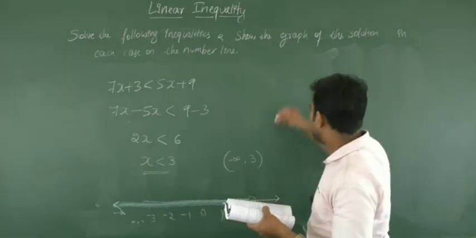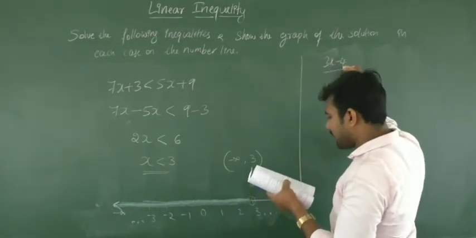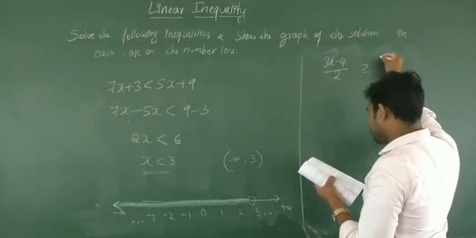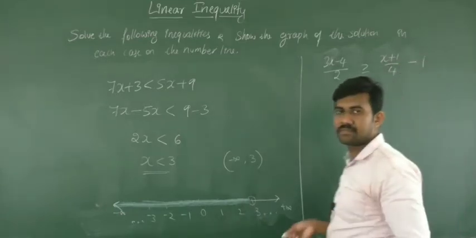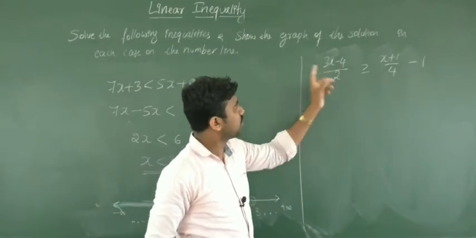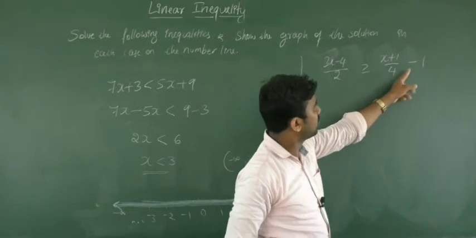They have given here (3x minus 4) divided by 2 greater than or equal to (x plus 1) divided by 4 minus 1. See here in this question, (3x minus 4) divided by 2 greater than or equal to (x plus 1) divided by 4 minus 1.